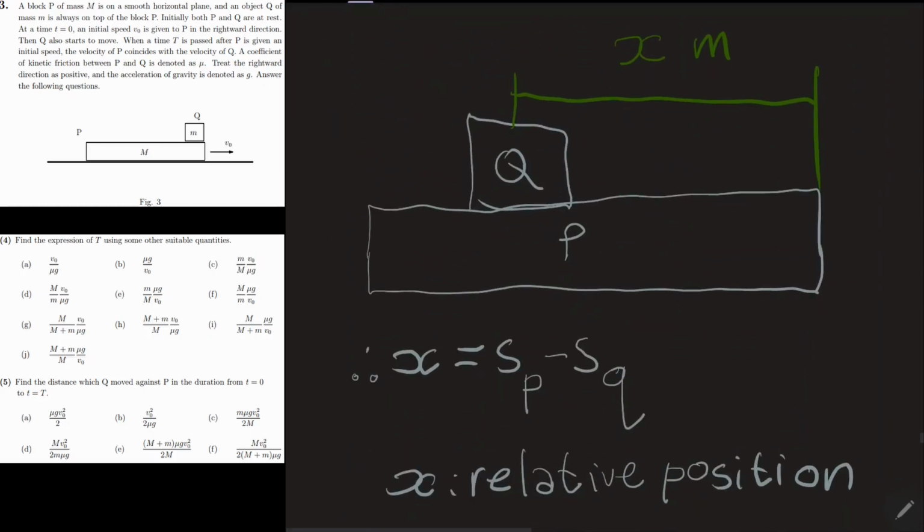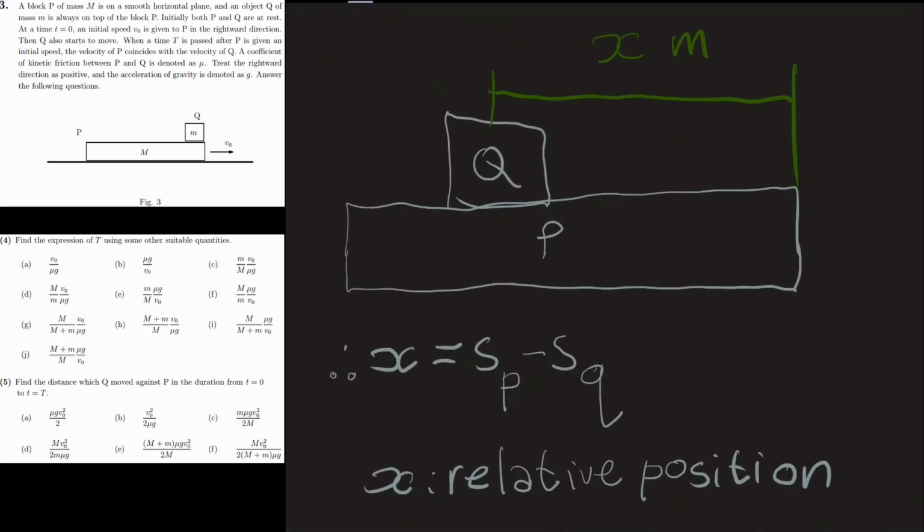So now let's consider a more general case. Assume that Q moved x meters down from the edge of P.